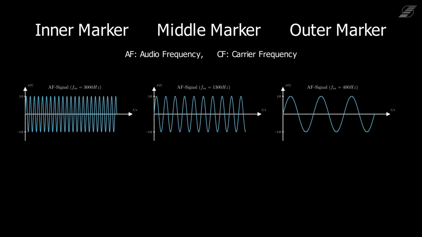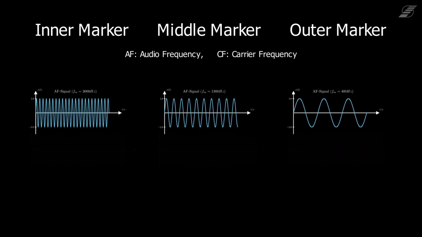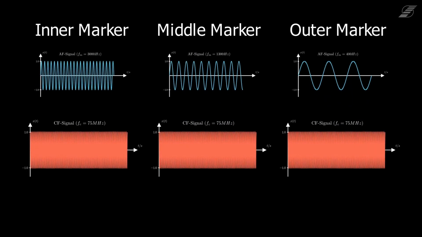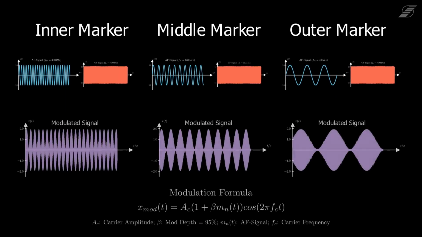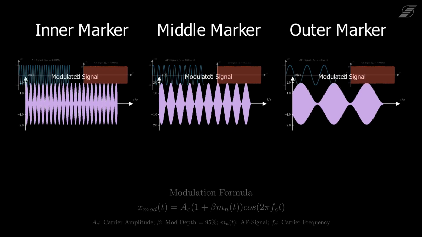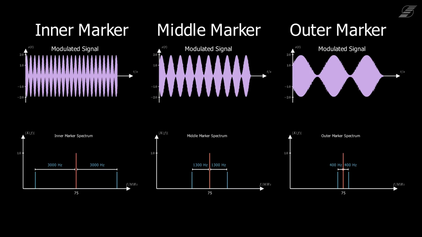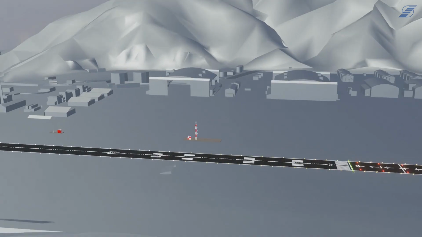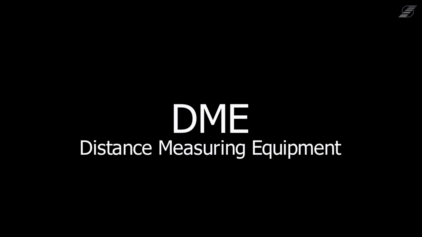The audio signals broadcasted by the markers have different frequencies. The inner marker is a 3000 Hz tone, the middle marker a 1300 Hz tone, and the outer marker a 400 Hz tone. These signals are then modulated onto the carrier frequency of 75 MHz. This is done with conventional AM using a modulation depth of 95%. The markers can be replaced by a component called DME, which stands for Distance Measuring Equipment.